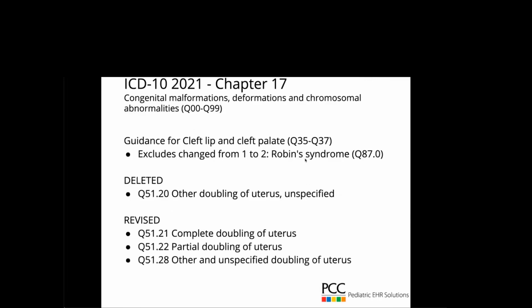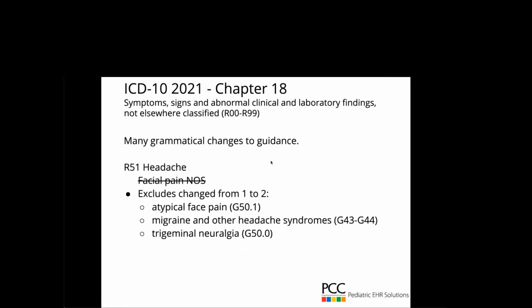There we are. What is deleted this year is Q51.20, other doubling of uterus, unspecified, from the congenital malformations. Those have been broken out and made more specific. So the Q51.20 is gone entirely. You would replace it with whatever the meaningful replacement is, whether it's a complete doubling, a partial doubling, or other and unspecified doubling.